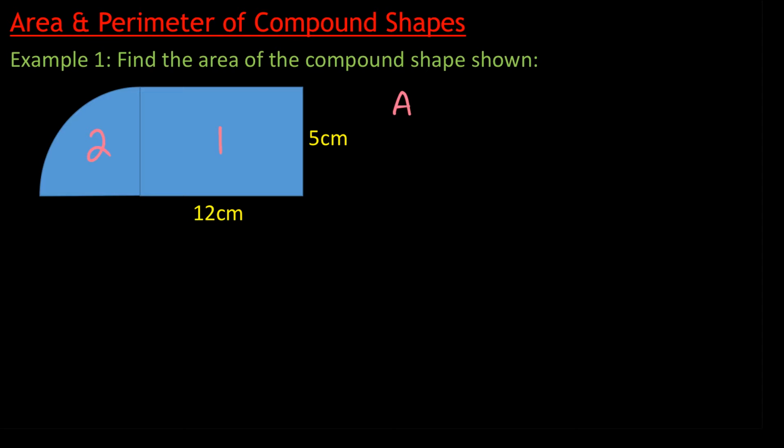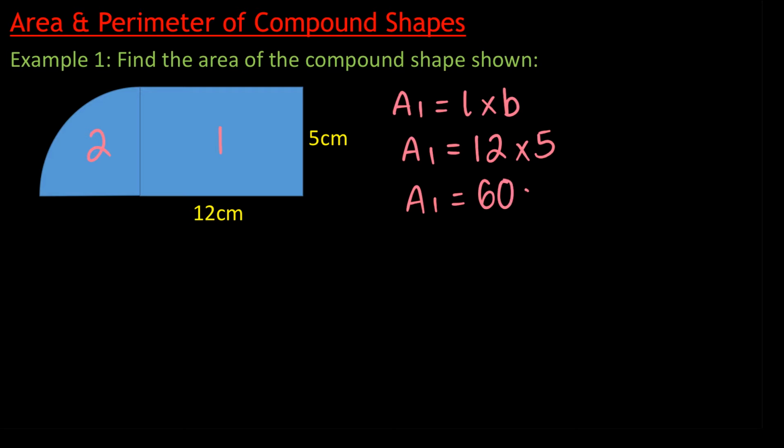Area 1 is just a rectangle, so it's just length times breadth. And the length of the rectangle is 12 from here to here, and the breadth of the rectangle is 5. So 12 times 5, which you can do without a calculator, and the area of part 1 is 60 square centimetres.